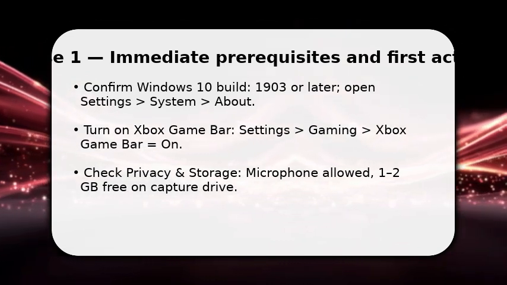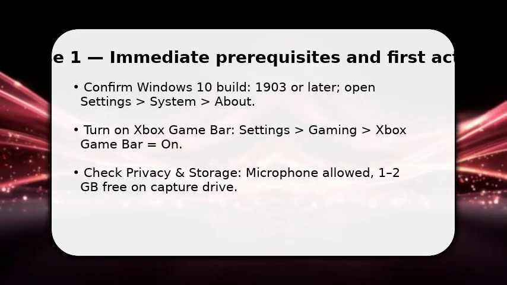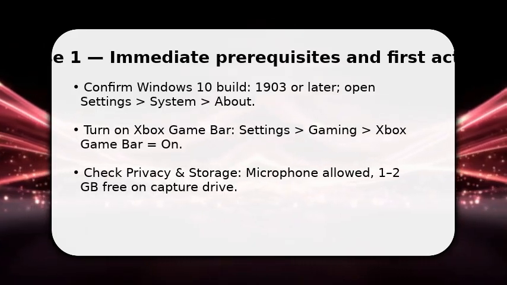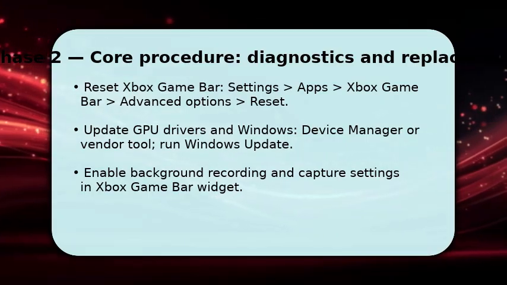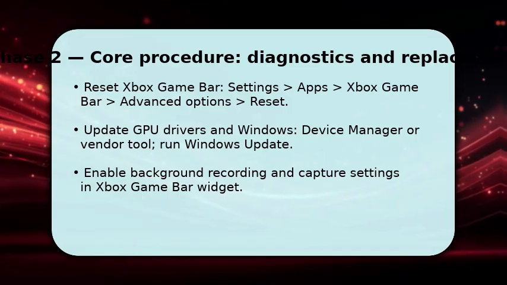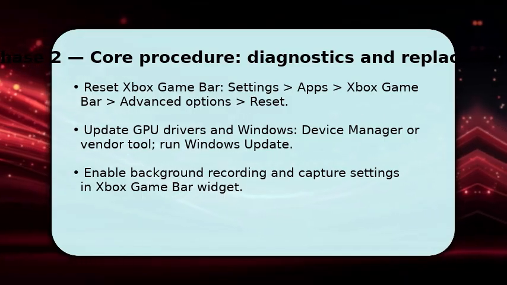Now you dig into the middle steps. Reset the Xbox Game Bar app to clear corrupted settings, and then reinstall if reset fails. While that runs, update GPU drivers and Windows to eliminate compatibility issues that prevent encoding.